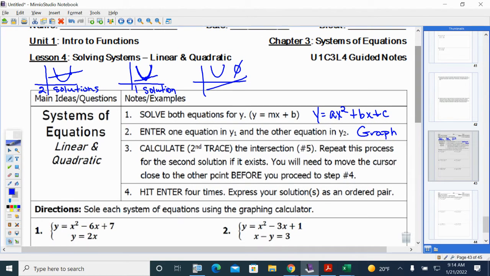Step number 3 says to calculate, which is on the calculator, it's second trace, the intersection, which is number 5. And then we're going to repeat this process for the second solution if it exists. And then you will need to move the cursor close to the other point before you proceed to step 4. And I will walk you through that very slowly on the graphing calculator here in just a second. Step number 4 says to hit enter 4 times and express your solution as an ordered pair.